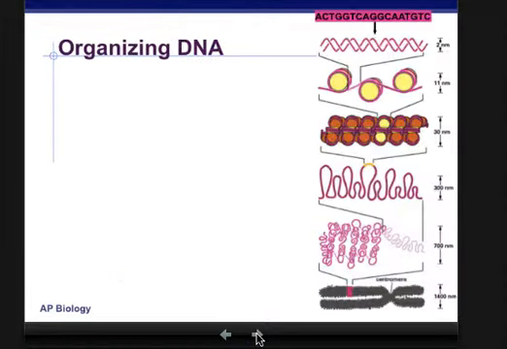So how is DNA organized? What is the difference between just plain DNA and a chromosome? Right, so that's what we're going to talk about here.